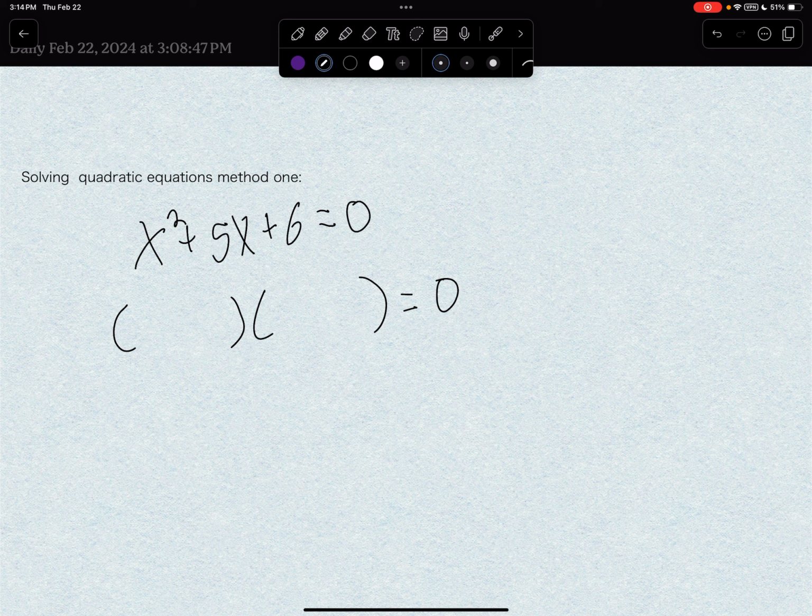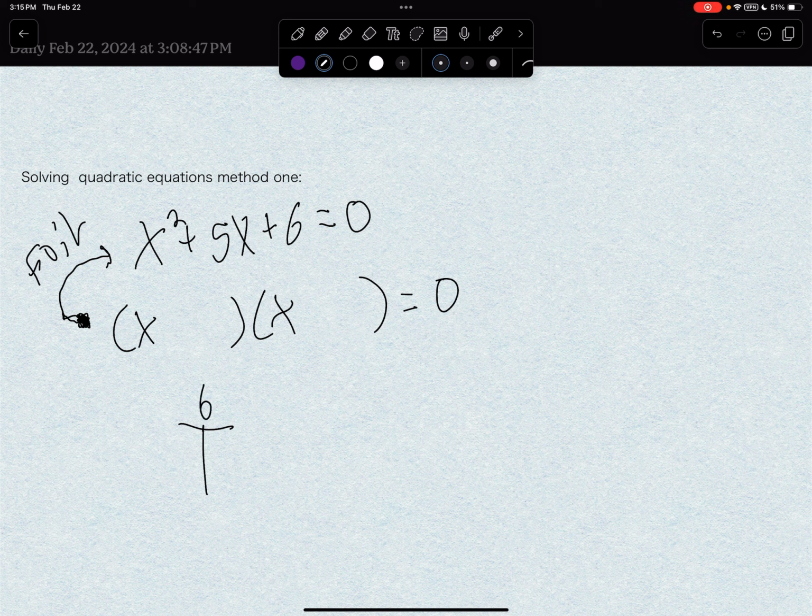Well, we know that if we used that FOIL method to go from the starting point of these two parentheses multiplied to get this, well, let's go backwards. So what times what would give me x squared? The first thing times the first thing would be x times x to equal x squared. And for the next two numbers, we did this already.